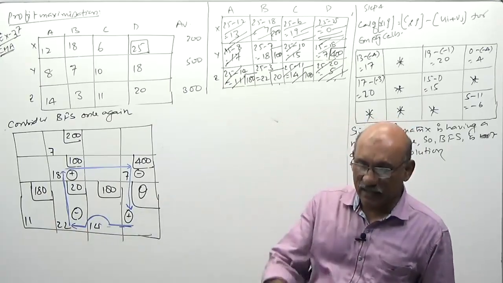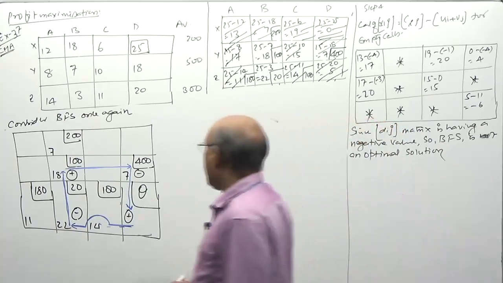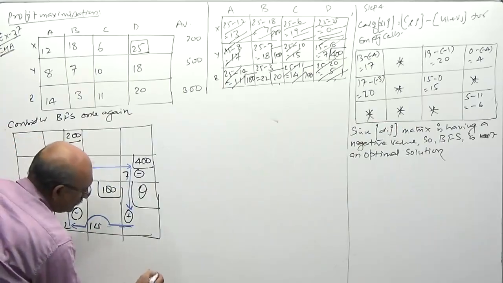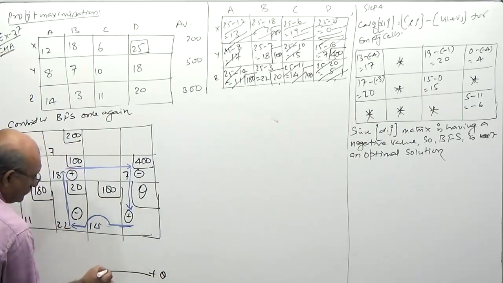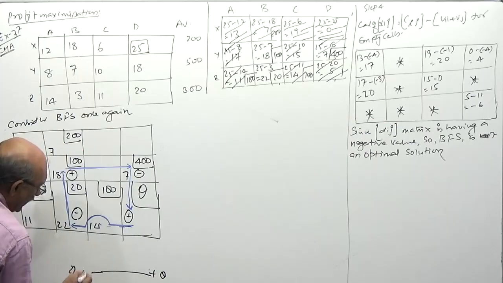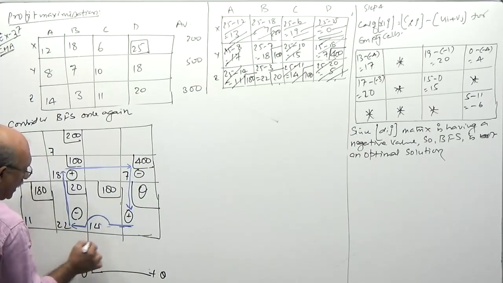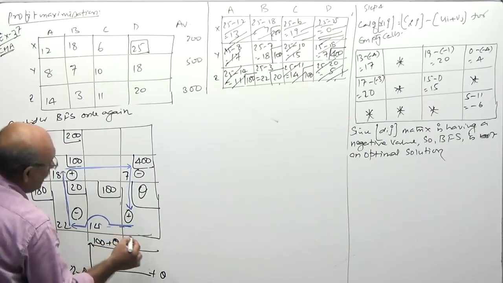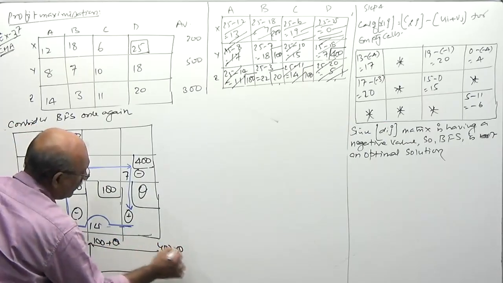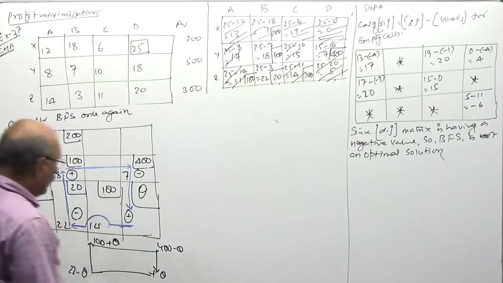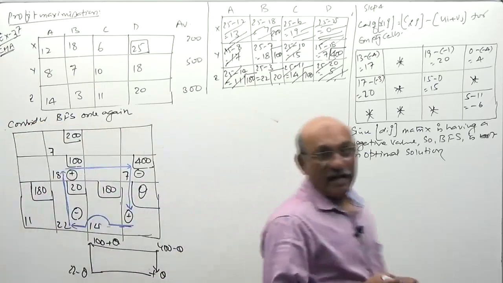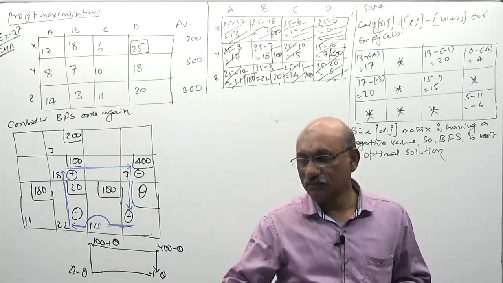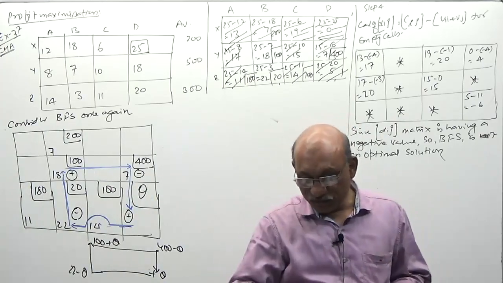How to calculate the theta value? Look at this, sir. This is theta. This is 22 minus theta. This is 100 plus theta. And this is 400 minus theta. Again reach the original spot. Okay, sir.